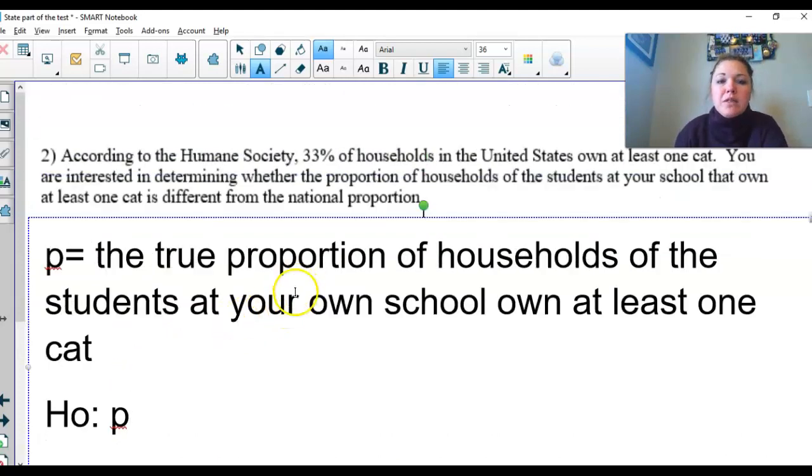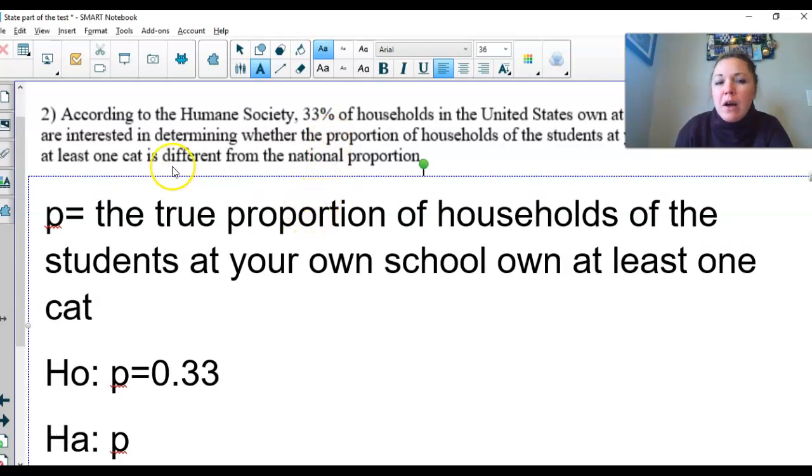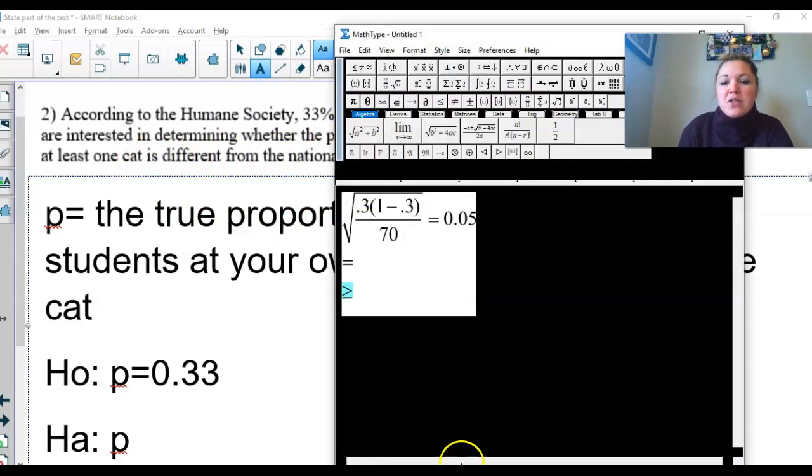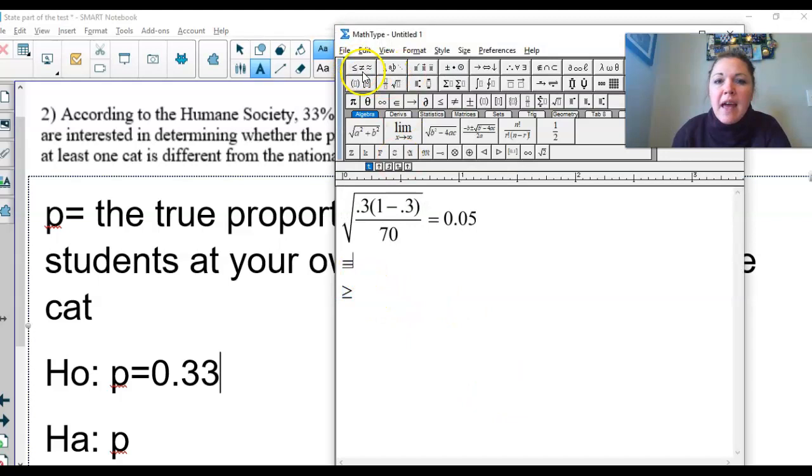And now we're going to go to, hey, now they give us a current truth. Right now the current truth is 33% of households own at least one cat. So P is equal to 0.33. What are we trying to figure out? If it's different from the national proportion. So what does different look like? That's going to be a not equals.